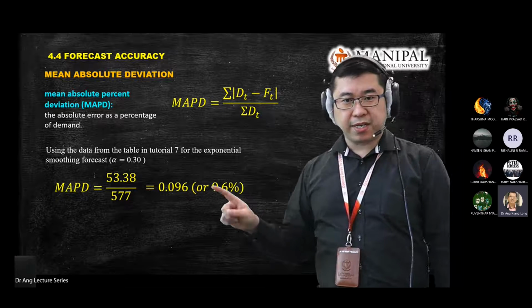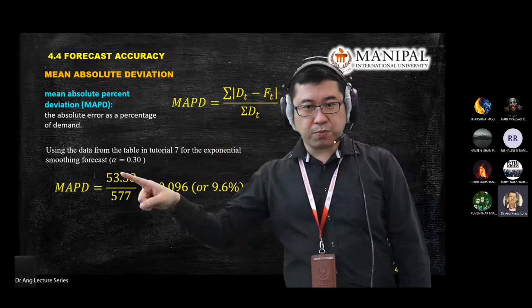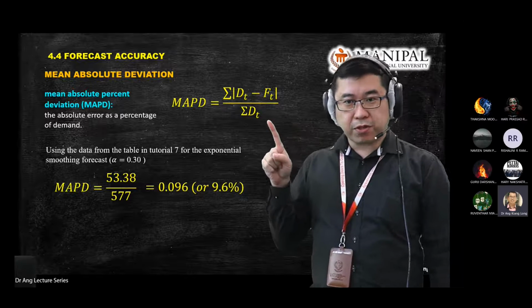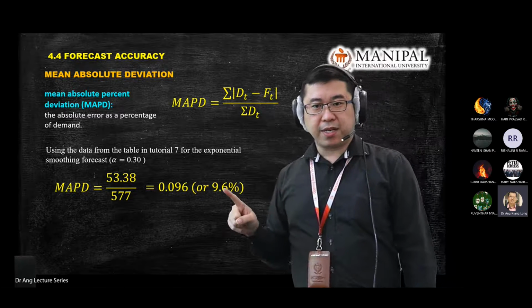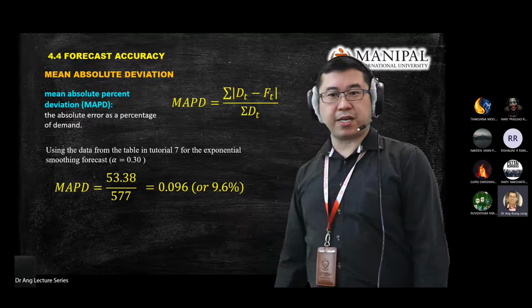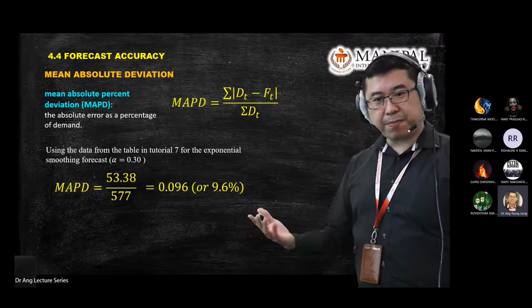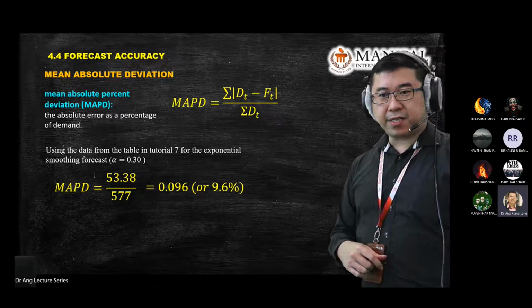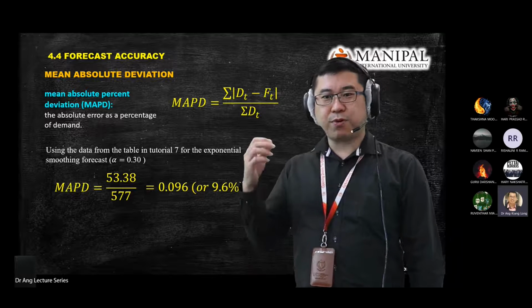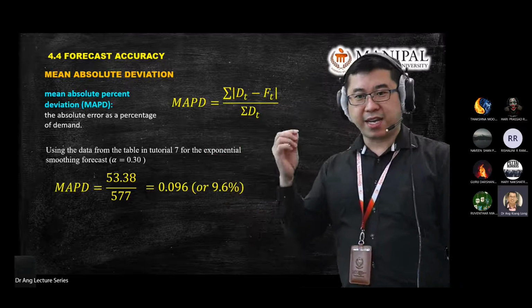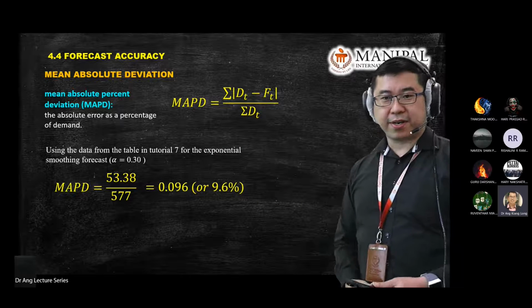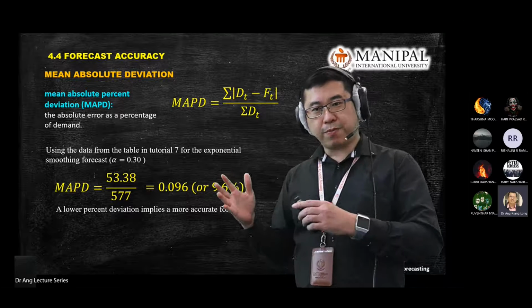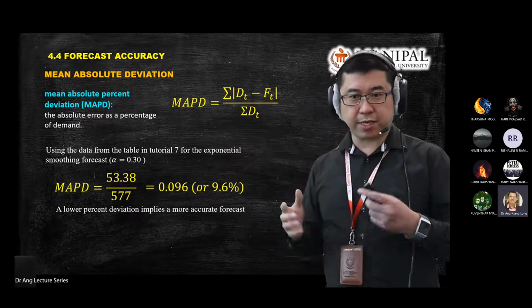Meaning if you use exponential smoothing forecast, the error percentage in terms of total demand will be about 10% of your total demand. Every time you forecast, there will be about 9.6%, or very near to 10%, of error. Let's say the total demand is 100. There will be about plus or minus 10 error in your forecasts. It just means that way. So MAPD focuses more on the percentage of the total demand.